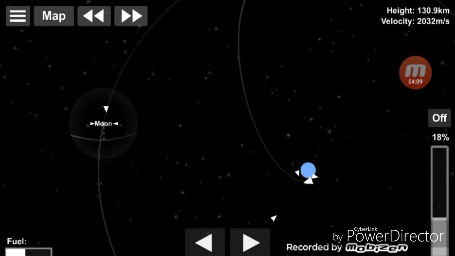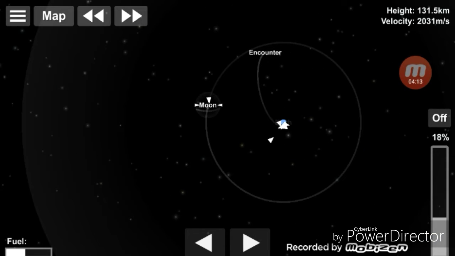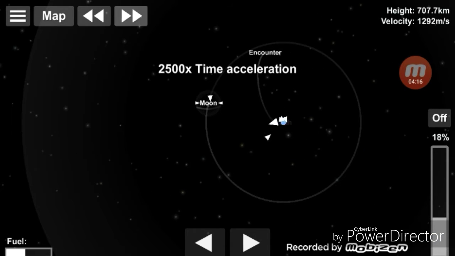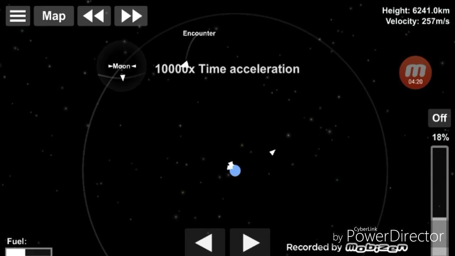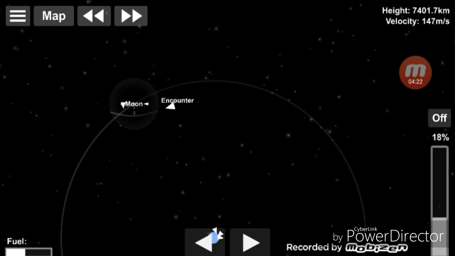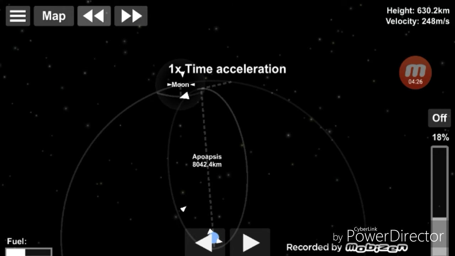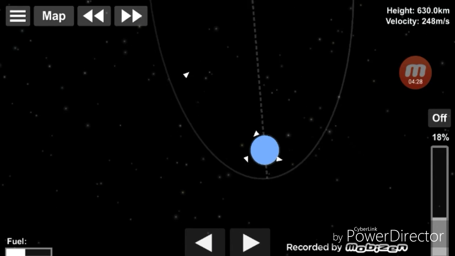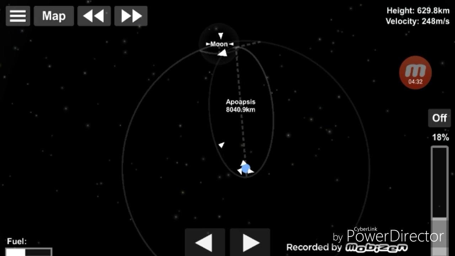Here we go. And we're entering, we're getting up to 519 kilometers up. Here's an encounter. The moon's orbit hasn't done much. In fact, we pretty much got an increased apoapsis.